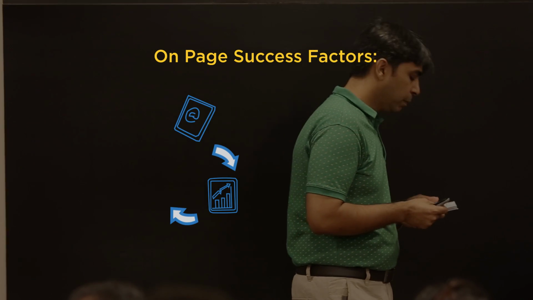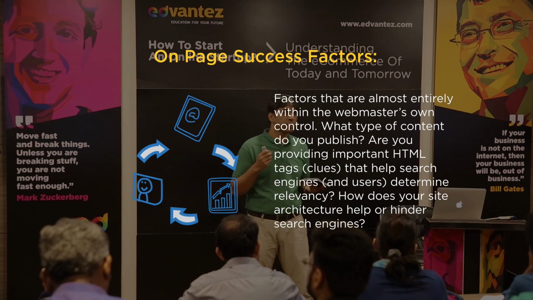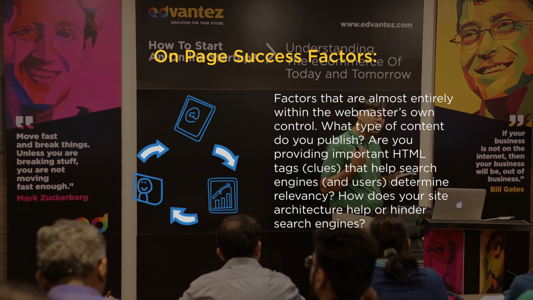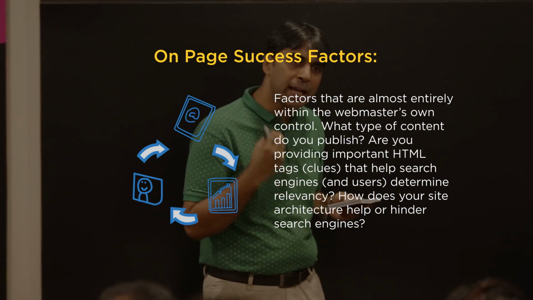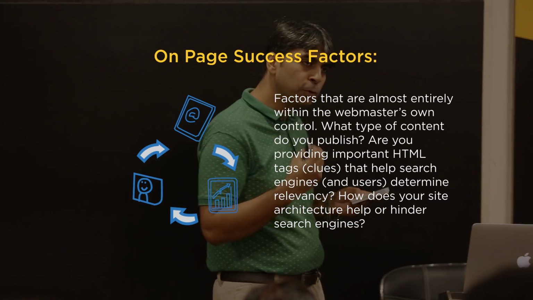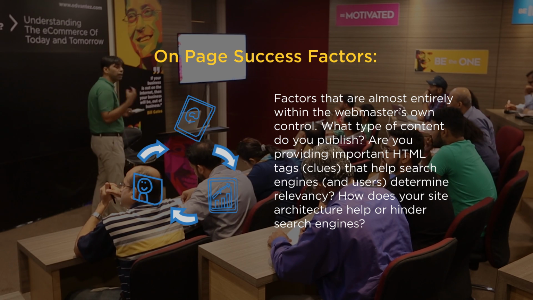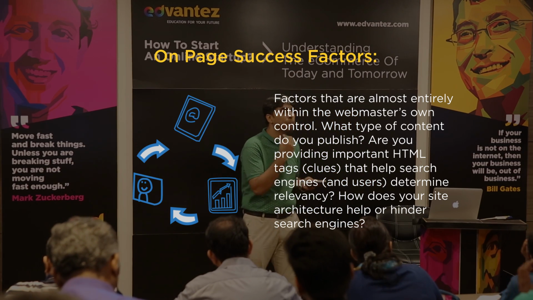What does on-page actually mean? On-page are basically things that the webmaster, or you, control. These are in your control. This can be what type of content you're publishing, what the different types of HTML tags or clues are that you're providing to the search engine, how your site architecture looks. Again, things that you control, meaning you as a business can control. Is that clear? Because then the next set of things will make sense to you.